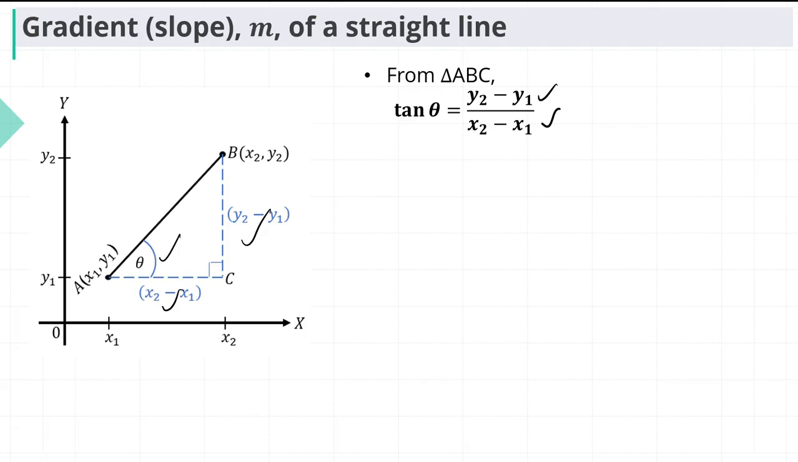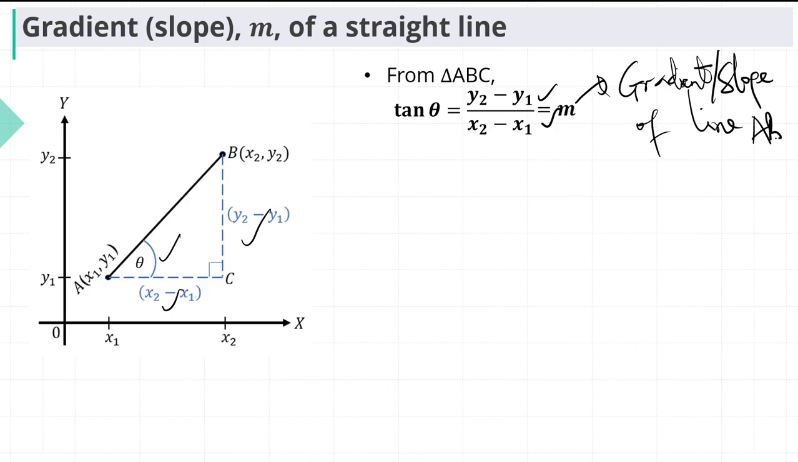Now, this definition, tan theta equals change in y divided by change in x, is what we are referring to as m. M represents the gradient, or the slope, of a straight line, in this case the gradient or slope of line AB. Now, what's the meaning of gradient?